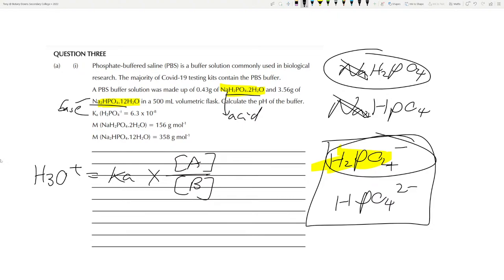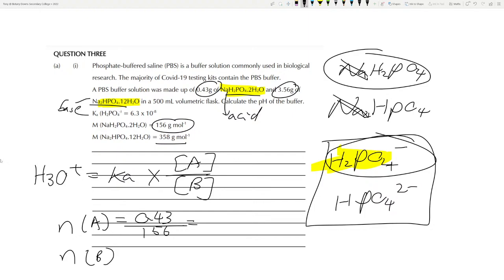So I just need the concentrations. Very easy. This is in grams, this is in grams, this is a mole. So for the moles of the acid, I can't be bothered writing NaH2PO4·2H2O, that's a waste of time: 0.43 divided by 156. Then you find the moles, which is 3.56, and for the base, 3.56 divided by 1,358, then get the number.